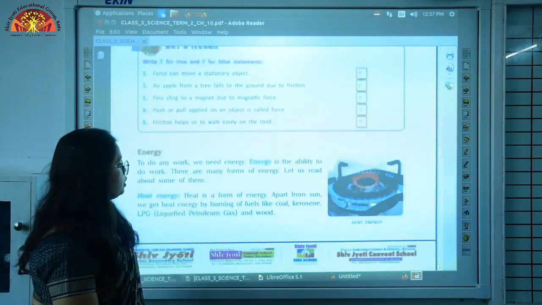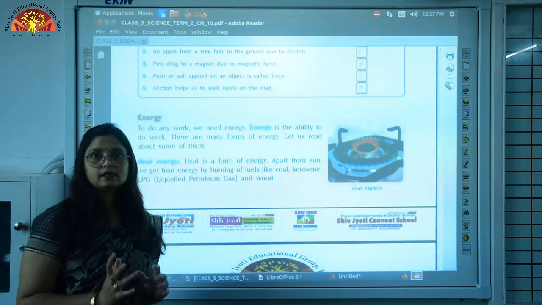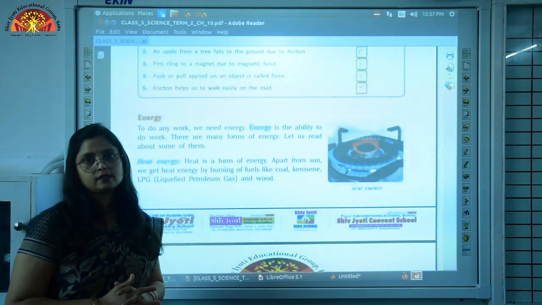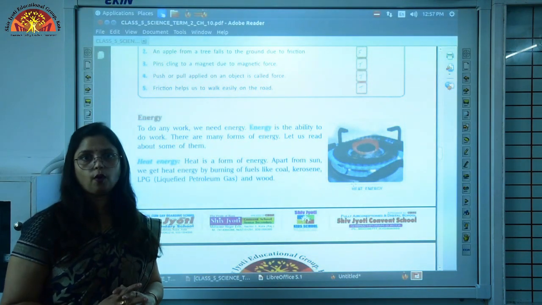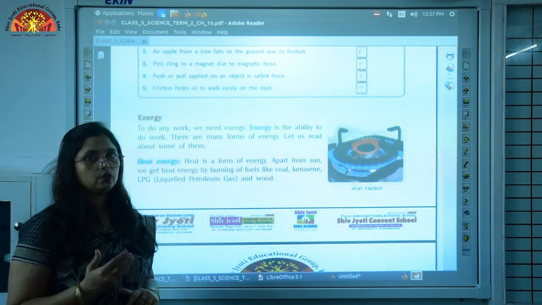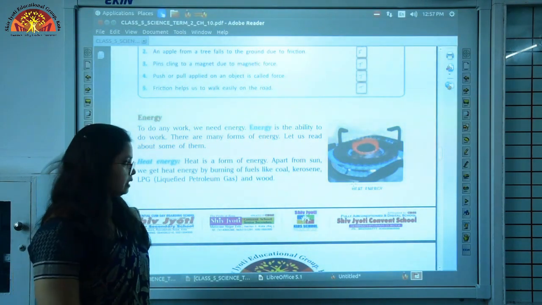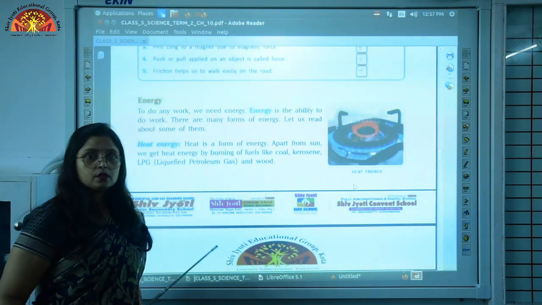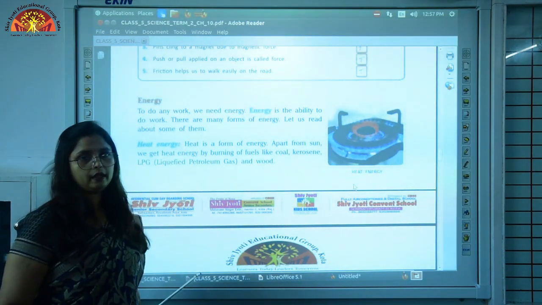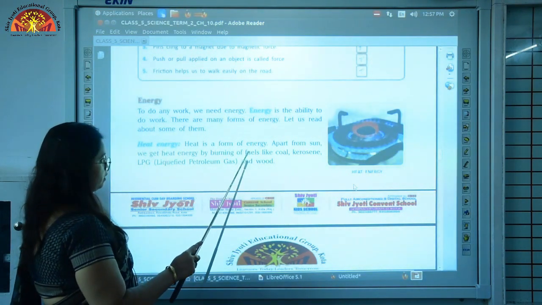Now, let us move to the next topic, that is energy. So, children, what is energy? Energy is the ability to do work. There are various forms of energy which we use daily for doing different types of work. So, let us see the different forms of energy. First type of energy here is heat energy. Heat is a form of energy.